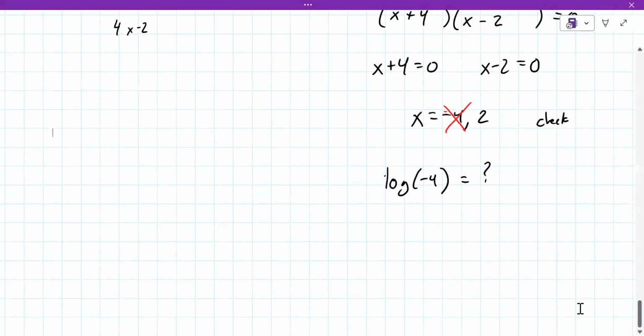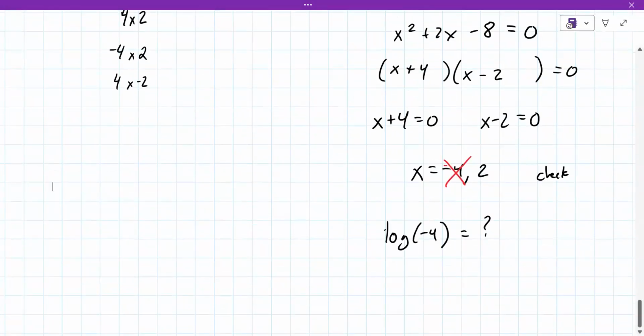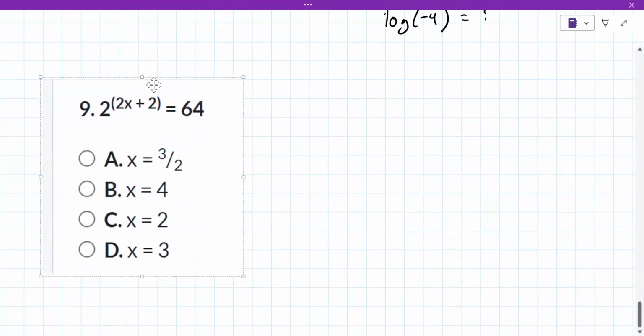All right. Let's take a look here. Okay. Good news is we're all done with logarithms for now. But they'll probably come up again. But we got 3 or 4 problems that are back to exponentials.